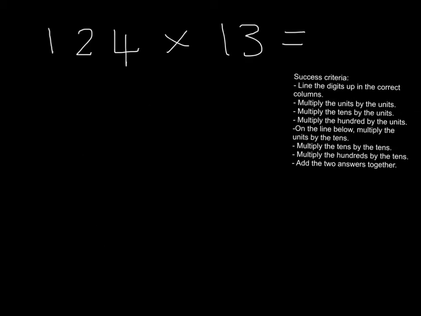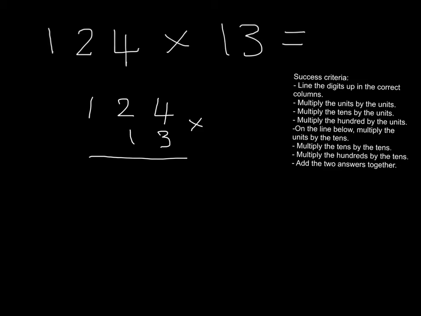Take a look at this question. First, we must line the digits up in the correct columns. 52 times by 24. And all I'm going to do is do it to make sure I can do it. The units below the units, the tens below the tens, and the hundreds.